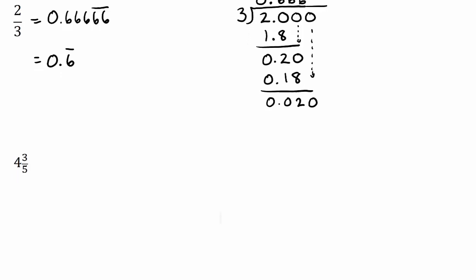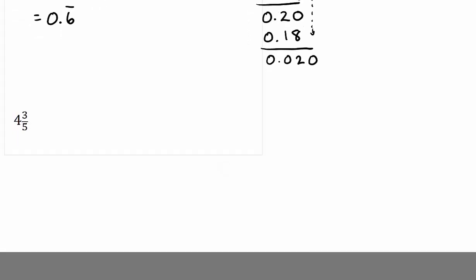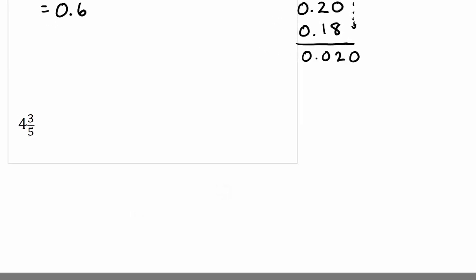Now we can convert mixed numbers into decimals as well. The first thing is I know that the 4 is going to be the 4. Then I really just need to convert the 3/5. So I'm going to take the 5 and I'm going to try to divide that into 3. Obviously 5 won't go into 3.